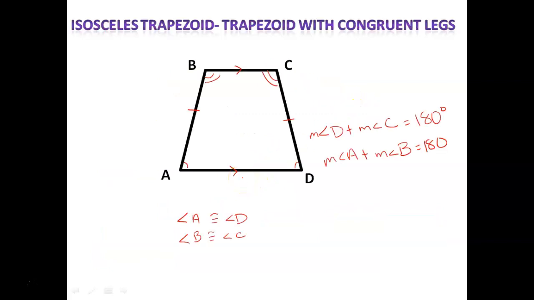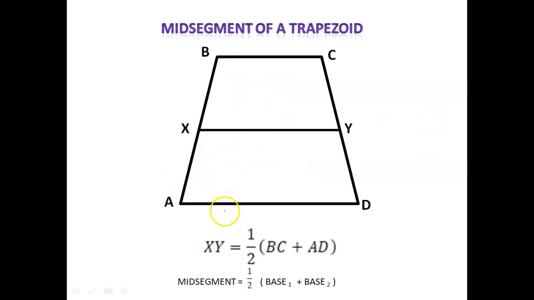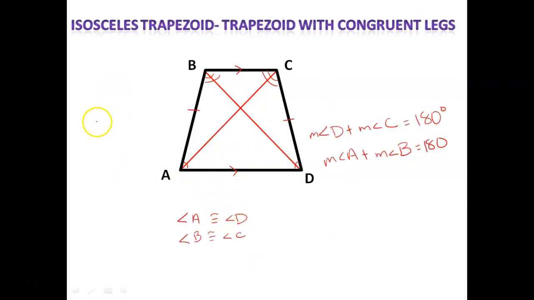All right, also in an isosceles trapezoid, the diagonals are congruent as well, okay? So line AC, sorry y'all, line AC is congruent to line BD. So from here to here, AC is congruent to BD, but only in an isosceles trapezoid. Make sure you guys are taking notes.